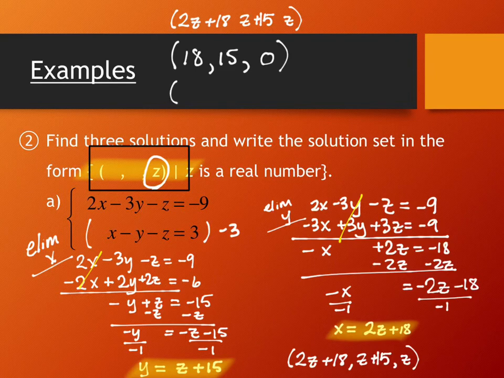I can actually choose something else now, too. Maybe I pick z is equal to 1. Okay, so what happens if z is 1? Well, 2 times 1 is 2, plus 18 is 20. 1 plus 15 is 16.